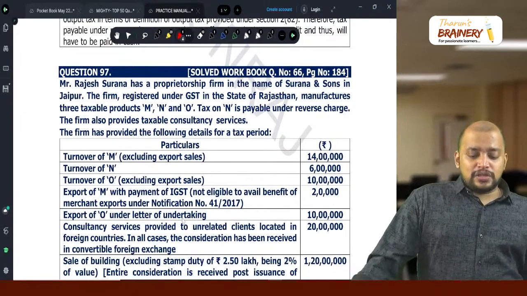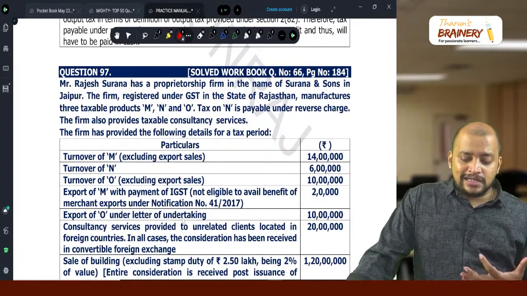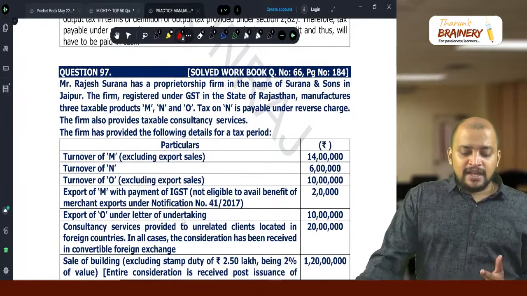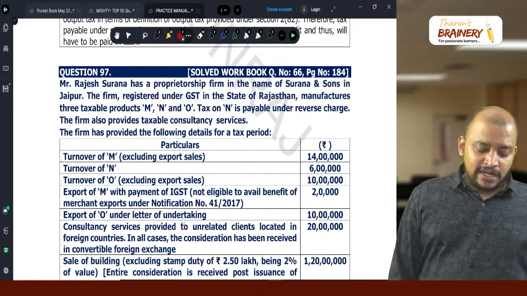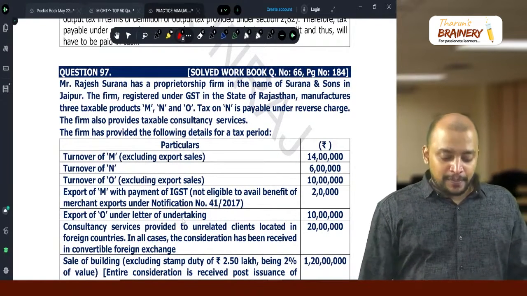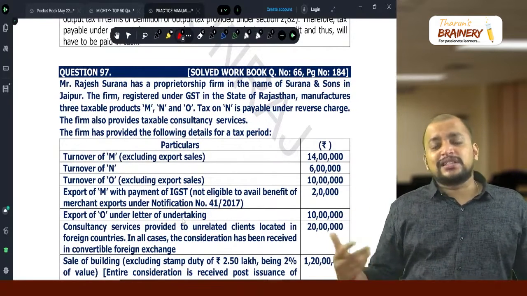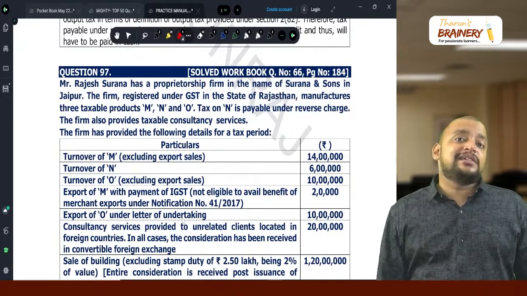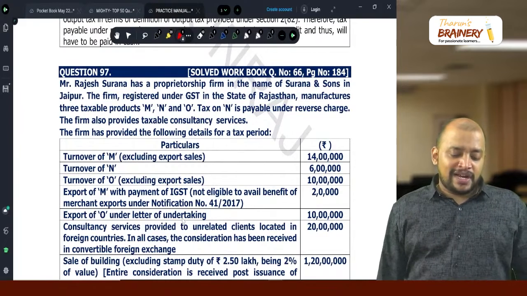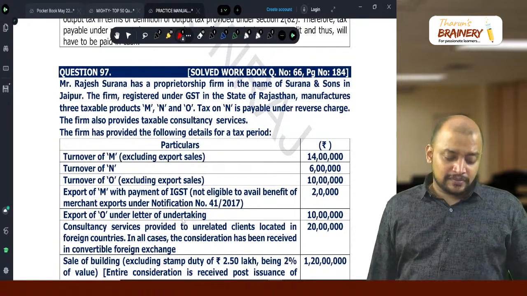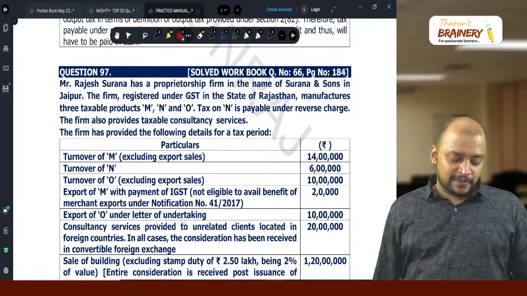Mr. Rajesh Surana has a proprietorship firm in the name of THARUN'S in Jaipur. The firm, registered under GST in the state of Rajasthan, manufactures three taxable products M, N and O. Tax on N is payable under reverse charge, which means supply covered under RCM is treated as exempted supply for ITC computation. The firm also provides taxable consultancy services. The firm has provided the following details for a tax period.